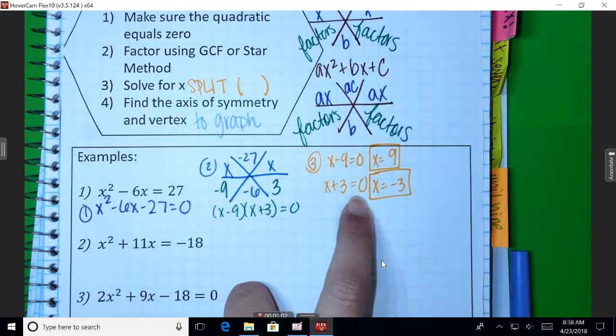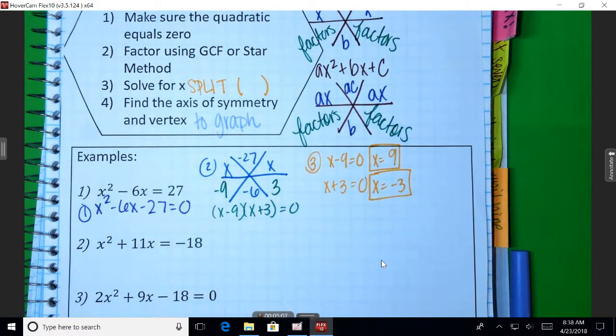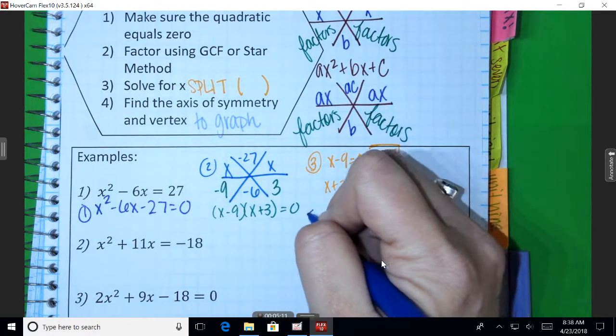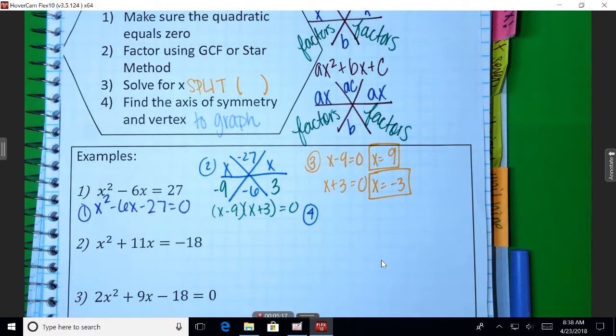Because you would subtract 3 right here from both sides. Because it's a positive 3. That's a good question. All right, so for the fourth step, can anybody tell me or remember how to find the axis of symmetry? B divided by, no, negative B. Yes. Good, take a point.